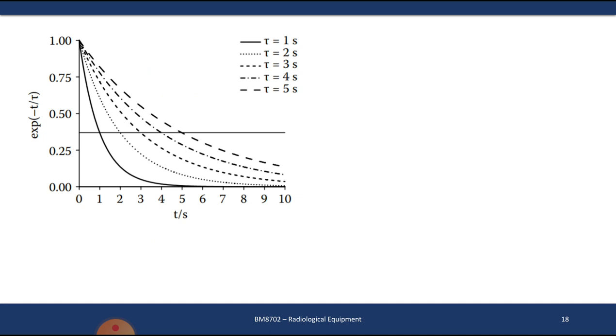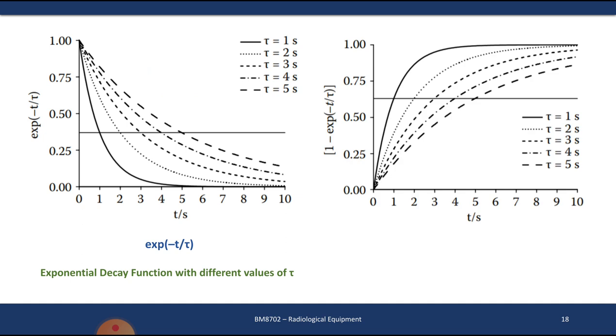Here you can see the exponential signal with different tau values. Tau equal to 1, tau equal to 2, 3, 4 and 5. When you are varying the tau value, you can see how the signal is changing. So this is an exponential decay function with different values of tau. Similarly, the exponentially rising function. Here also we are changing the time constant, and the exponentially rising function is given by 1 minus exponential of minus t by tau. Here we are just looking at the different tau values, that is your time constant values.